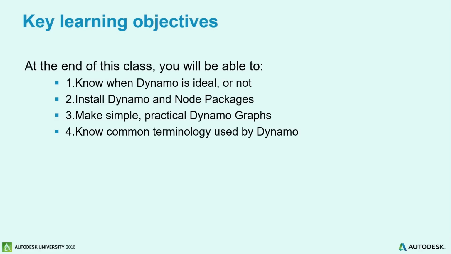So key learning objectives here. By the time we're done the 60 minutes, you're going to be able to know basically when to use Dynamo and when it's not so useful, perhaps. Install Dynamo, simple things. Nodes, what are nodes? Terminologies. Of course, we're going to make some graphs live from nothing. And that terminology is a big thing. So it's also in the handout. There's a glossary of terms. And we'll talk more about that as we go.